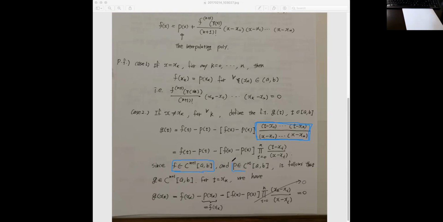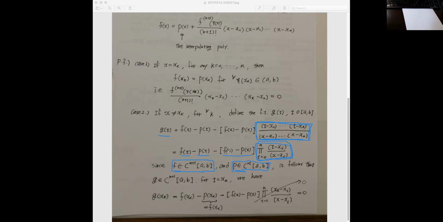But why does p belong to C infinity? Because p is a polynomial, and any polynomial function belongs to C infinity. Keep that in mind. So that makes sense. Now go back to the definition of g of t: g of t is f of t minus p of t minus f of x minus p of x, and then this one right here. By the way, this is also a polynomial, the product of t minus xi over x minus xi. What's the unknown variable? t is the unknown variable.